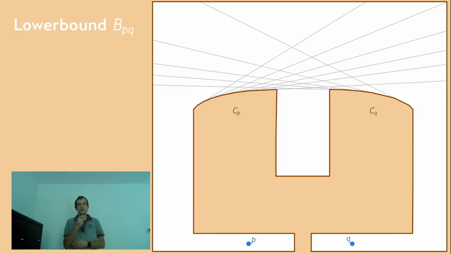Now we do the same thing for Q. We place Q in this pocket in the bottom right, and we build this chain C of Q, which again gives you this fan of gray lines coming out of this chain C of Q.